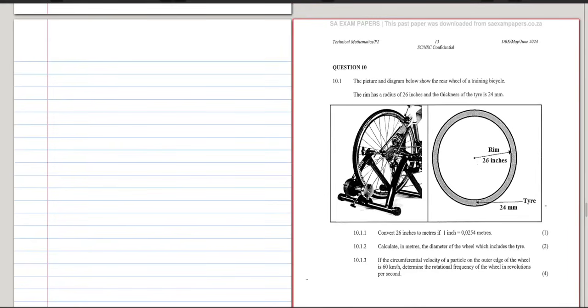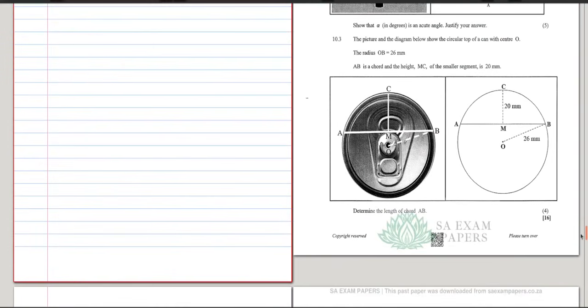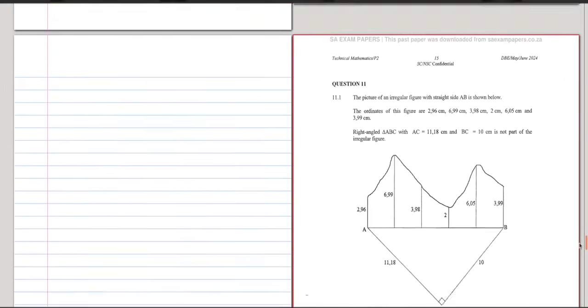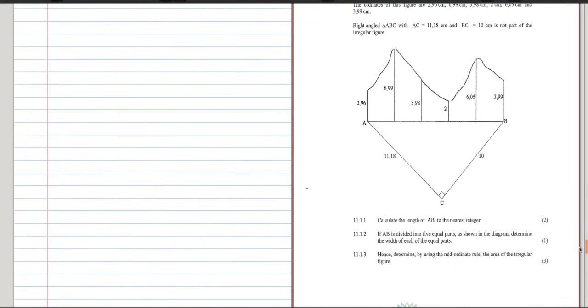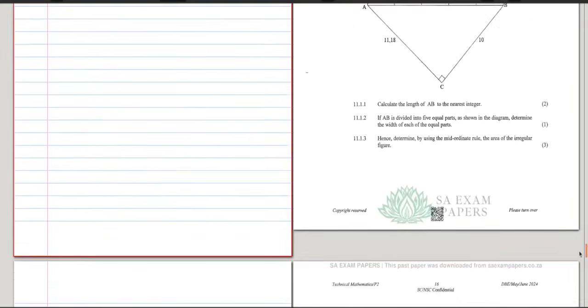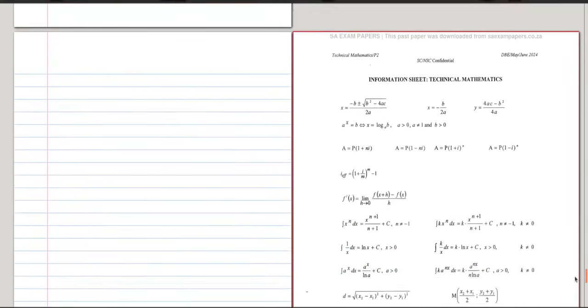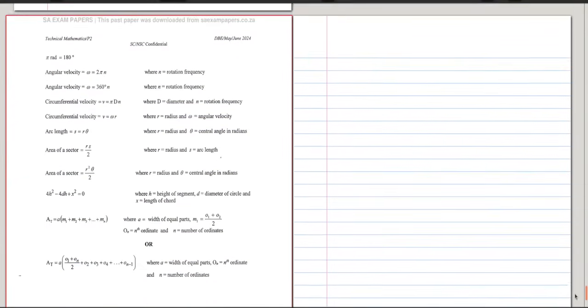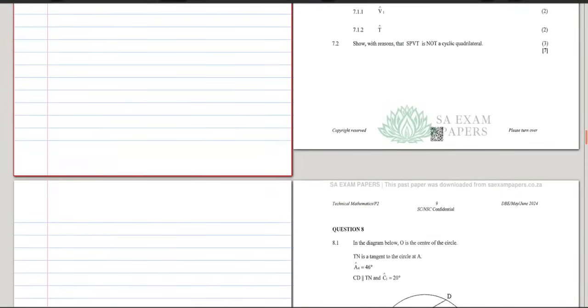And then question 9 continues, and then we have another question on revolutions, which continues with a bit of Euclid there. And we have a question on the midpoint ordinate rule. We have shapes, measurement, and a formula sheet for this question paper. Okay, so going back to the first question on analytical geometry.